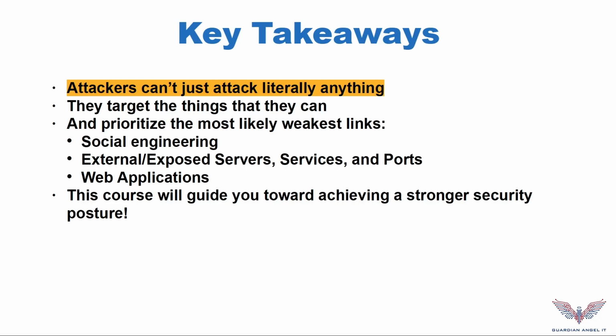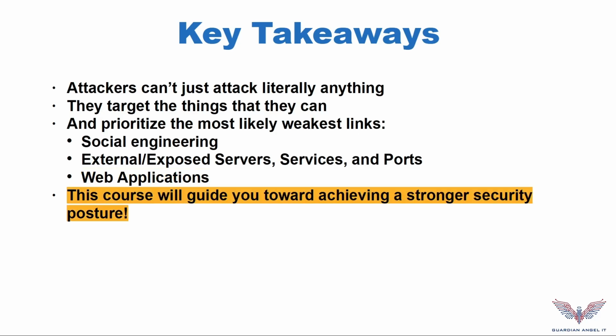The point is that threat actors can't just attack you anywhere, they have to target specifically the things that they can. And just like you, threat actors have limited time and budget. So they prioritize the most likely weakest links. For example, they target people using social engineering. They target services that are exposed either to the entire internet or within your network. The best way to figure out what's actually open is by running a tool like Nmap, which we saw earlier, or getting a vulnerability assessment done. And they target web applications because they're accessible over the internet and often aren't as secure as people think.